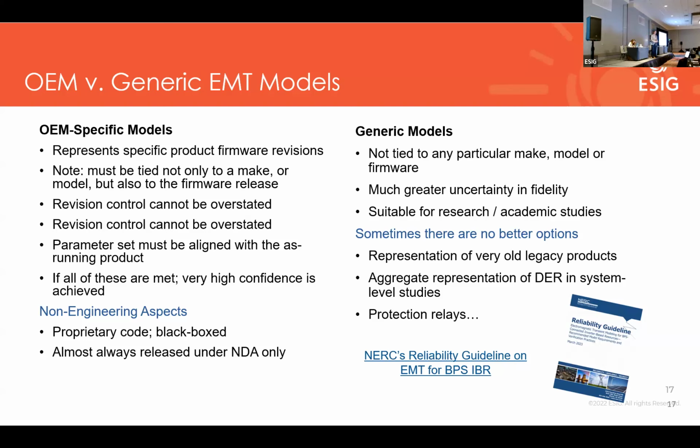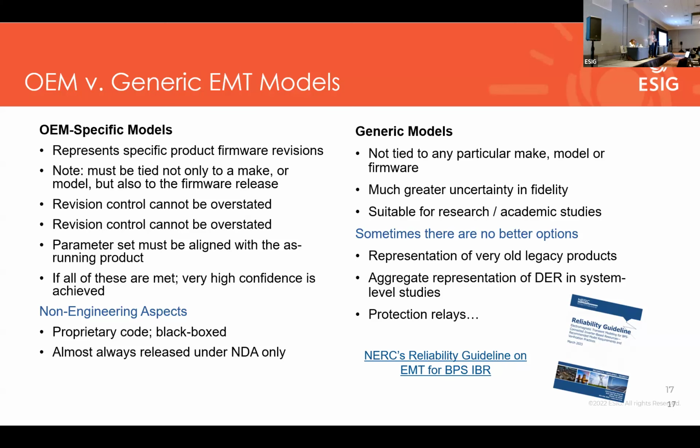And then there are also some other places where there aren't any better options. Is it better to have a generic model than no model at all? That's a decision that's made on a case-by-case basis. And sometimes the answer may be yes. In larger system-level studies, where you may not be as sensitive to the behavior of one particular model or group of models. And for instance, you have a legacy product, something or a project that's been out there for 15 or 20 years. There's basically no practical chance of getting an accurate model of that in some cases.